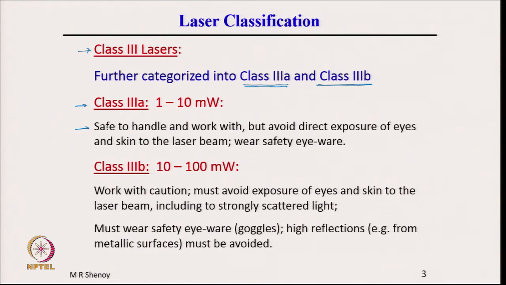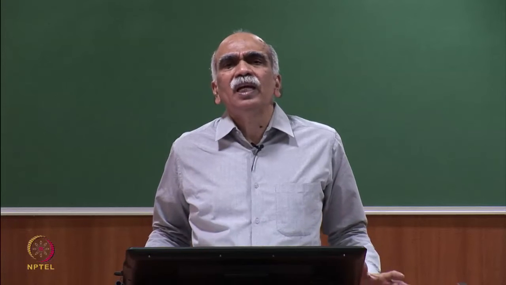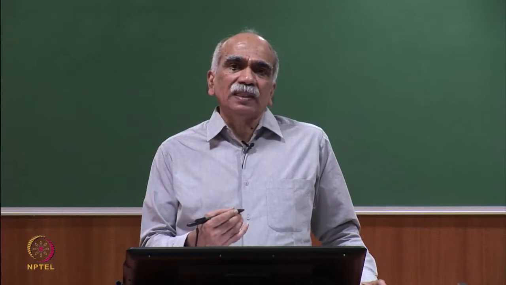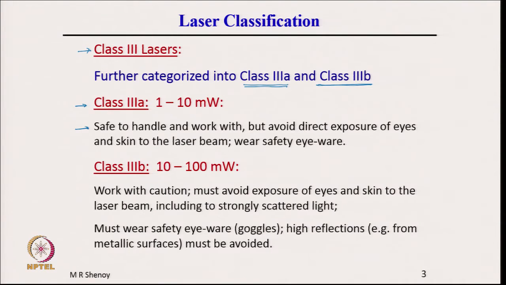The normal laboratory lasers which we use in a teaching laboratory are in the range of 1 to 10 milliwatt. Let us say experiments in optics, interference, diffraction, generally we handle with the helium neon lasers, which are of the power range of typically 5 to 10 milliwatt, and these are under class 3A lasers. These are safe to handle and work with, but avoid direct exposure of eyes and skin to the laser beam.